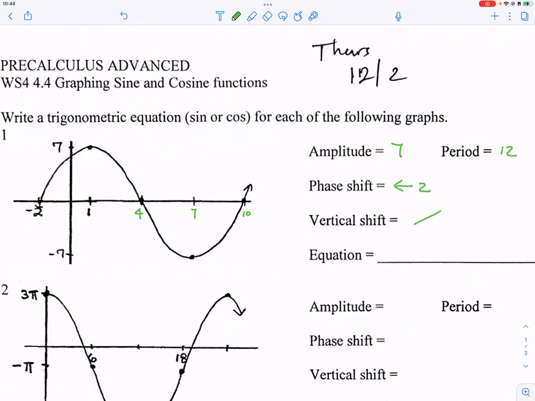Vertical shift is like moving up and down, not the amplitude. So you look at the midline. Where's the midline right here? 0, the x-axis. That's a very good question. Can we do a cosine equation right here? Yes. Okay, so let's do the sine function first, and then we'll investigate the cosine option.